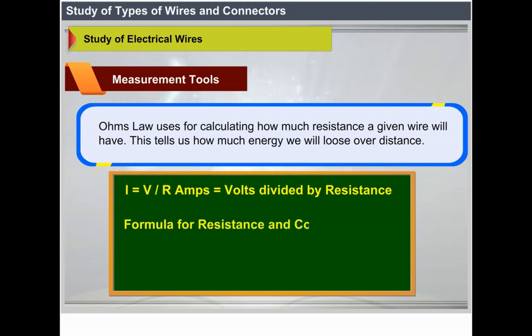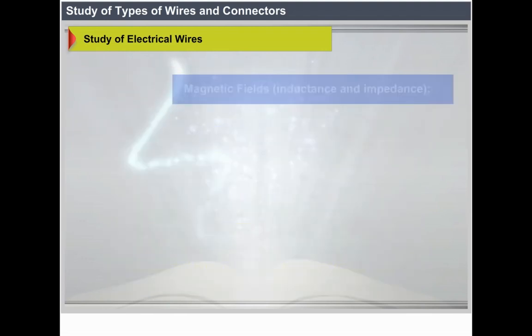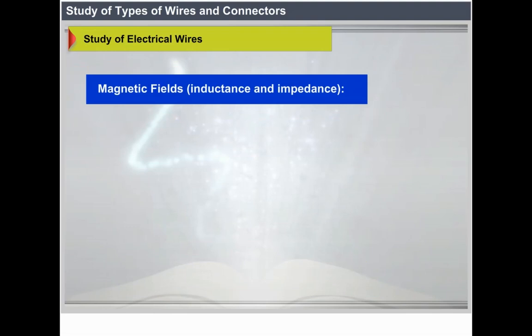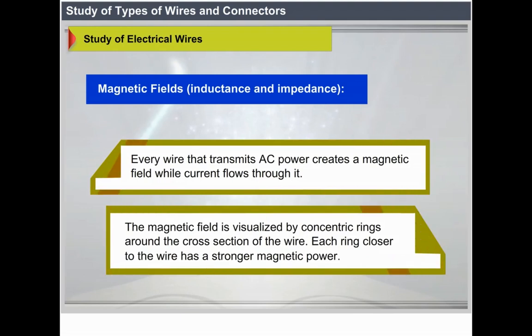Formula for resistance and conductance. Resistance is equal to resistivity divided by cross-sectional area. Conductance is equal to 1 by resistance. Magnetic fields, inductance and impedance. Every wire that transmits AC power creates a magnetic field while current flows through it. The magnetic field is visualized by concentric rings around the cross-section of the wire. Each ring closer to the wire has a stronger magnetic power.